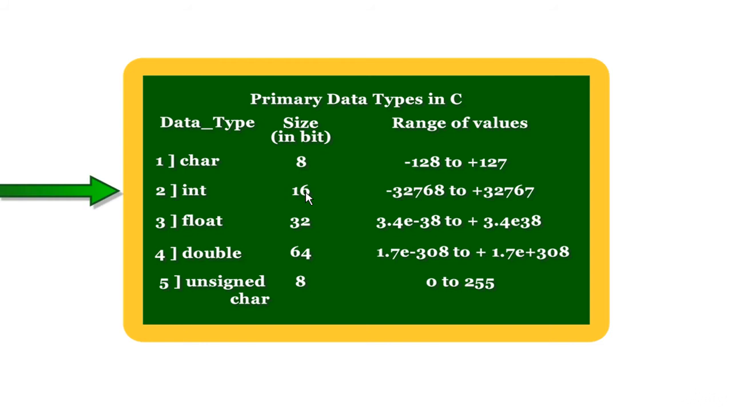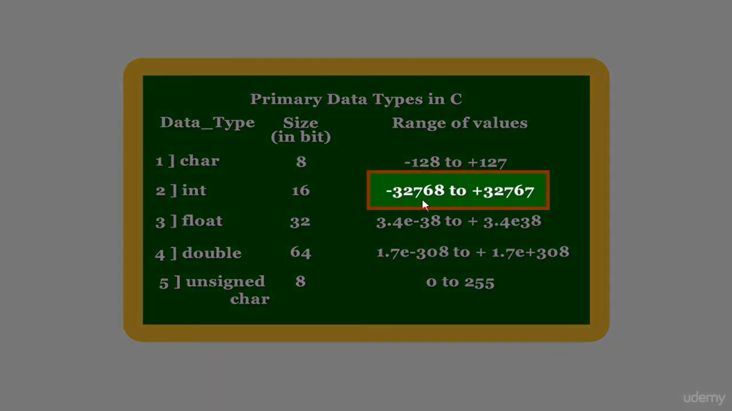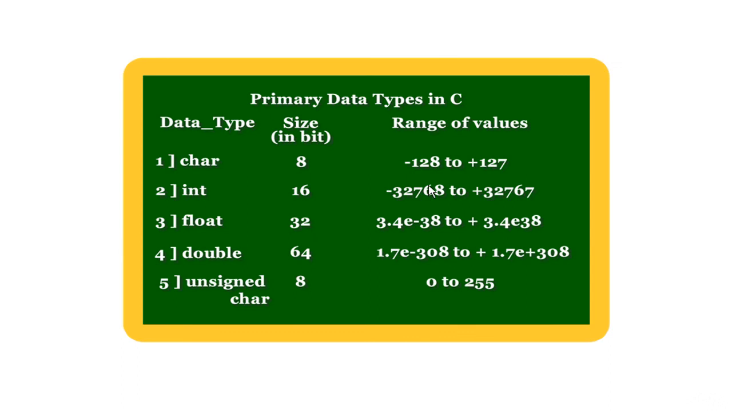The int has a size of 16 bits or 2 bytes. You can call it 2 bytes, and the character is 1 byte. The range of an integer is -32,768 to +32,767. This is the range of the integer data type, and you can store values in the integer data type within this range. The float has a size of 32 bits or 4 bytes.